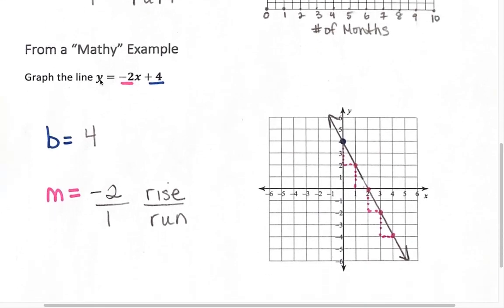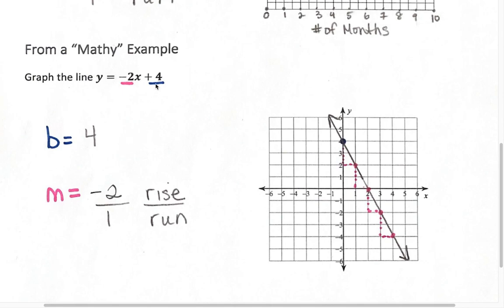So when we have the line y equals negative 2x plus 4, the first thing I'm going to do is pick off what my y-intercept is, and what my slope is. I know that the y-intercept is the number tagged on to the end here. It doesn't have a variable attached to it. It's a constant value. So I know the y-intercept is going to be 4.